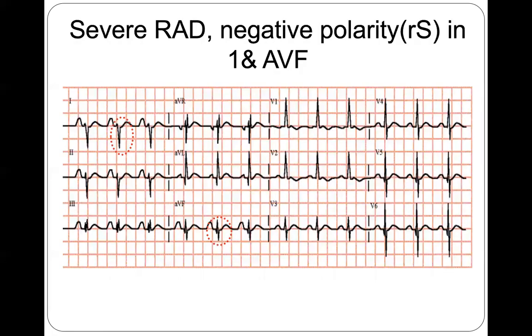Let's see it. Yes, you will find lead one is negative, so the heart moved away from it, and AVF also has a negative direction, so the heart moved away from AVF as well. So in this situation, there is a severe or extreme right axis deviation, in which the heart is moved extremely towards the right side.